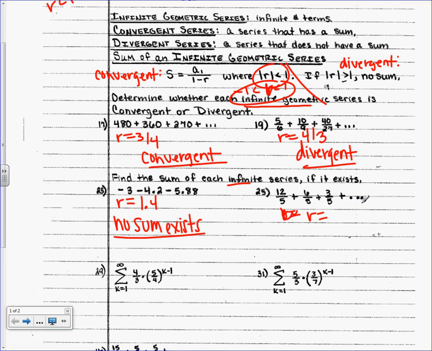Find r for number 25. What'd you get? 1/2. Good. So 1/2 is less than 1, right? It's already positive, so I don't care about the absolute values. That means a sum exists, so I have to use this formula: S equals A1 over 1 minus r. So what's A sub 1? 12 over 5, over 1 minus 1/2. Use your calculator and see what 12/5 divided by 1 minus 1/2 is.